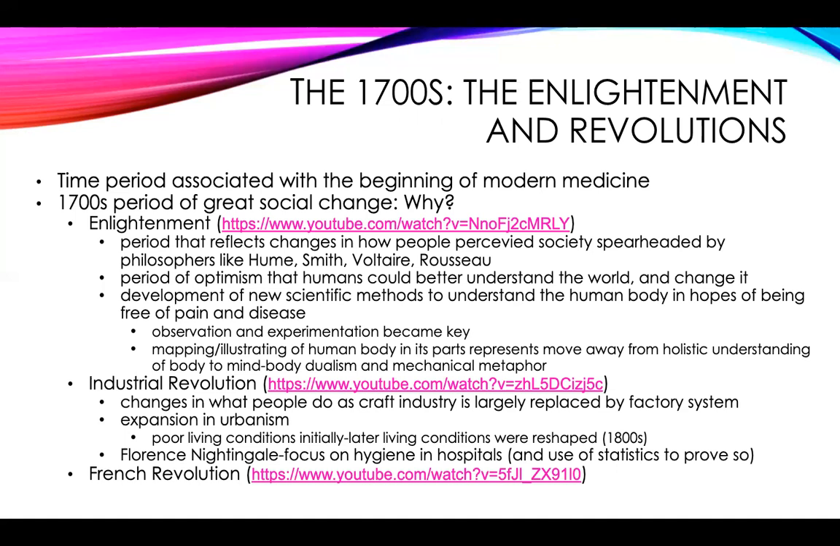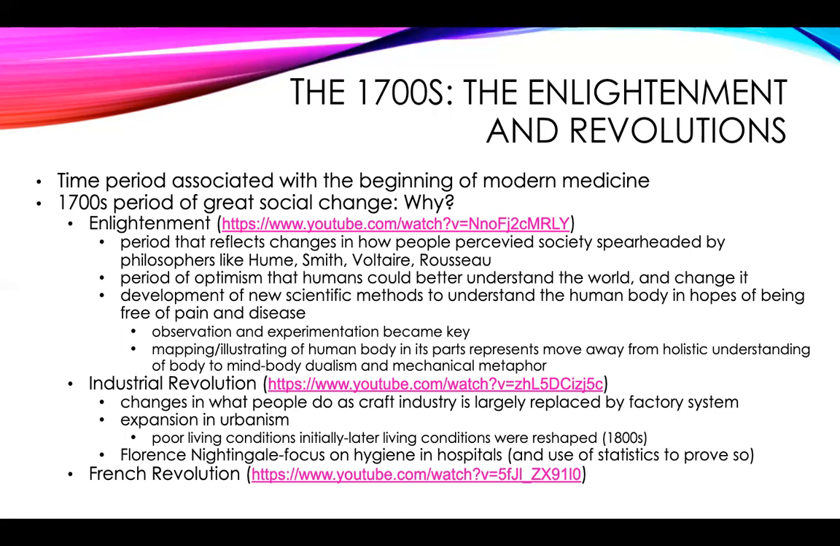And the Enlightenment is a period that really changed how people perceived, oh my gosh, I have so many misspellings. My apologies, people. I do know how to spell. Maybe I don't know how to type. But it has to do with how people perceive society, and a lot of great European philosophers come out of the Enlightenment, some of whose names you might remember from your philosophy or your government classes, people like Hume and Smith, Voltaire, Rousseau.